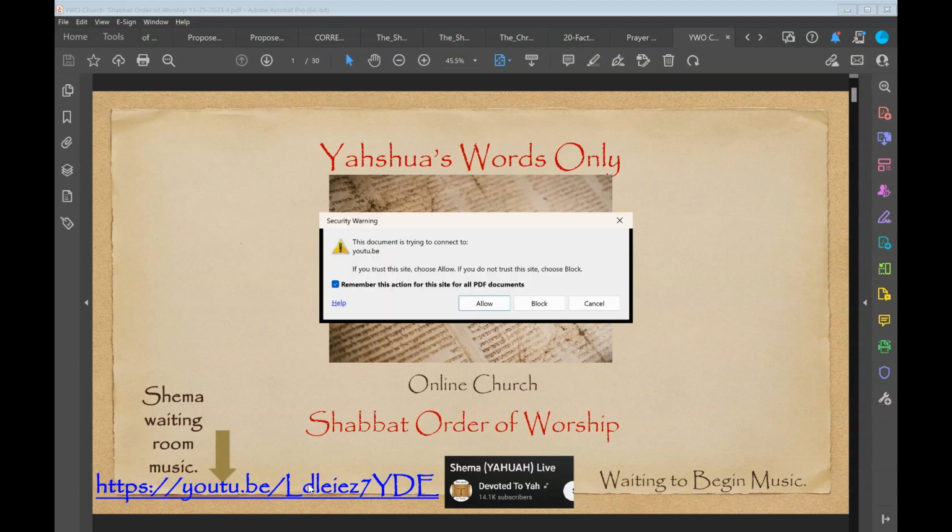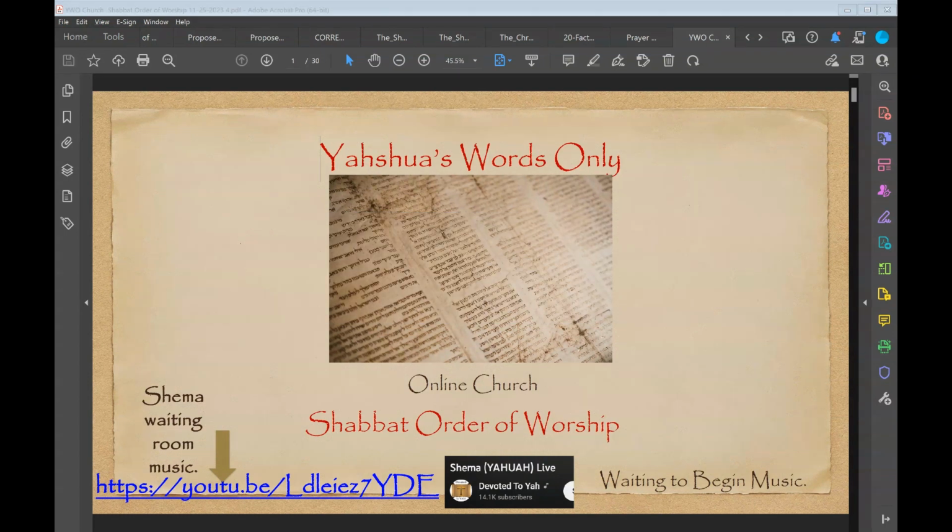So here we go. Click that. It's going to say, this document is trying to connect to YouTube. If you trust the site, choose allow. If you do not trust the site, choose block. So then you hit allow. Okay, and there you go. And it'll take you out.